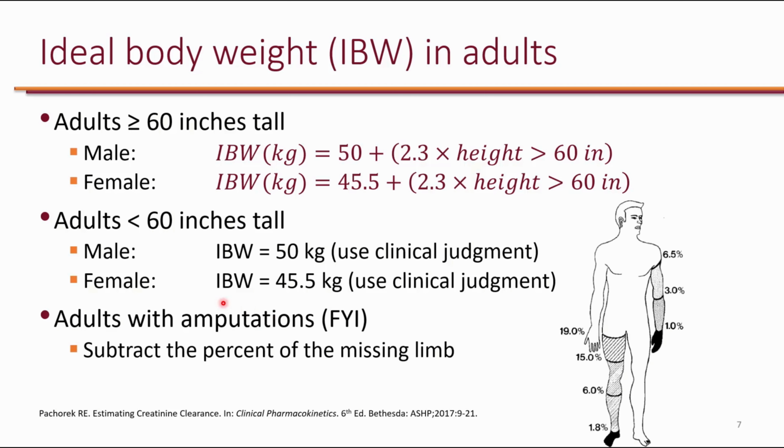You might wonder, what about patients who have had amputation? For those patients, you can actually use this chart in order to subtract from the ideal body weight whatever limb they're missing. For example, if somebody had below the knee amputation, you can actually subtract 6% of the ideal body weight that you calculate. These numbers are just for your reference, so you do not need to memorize these percentages for patients with amputation.